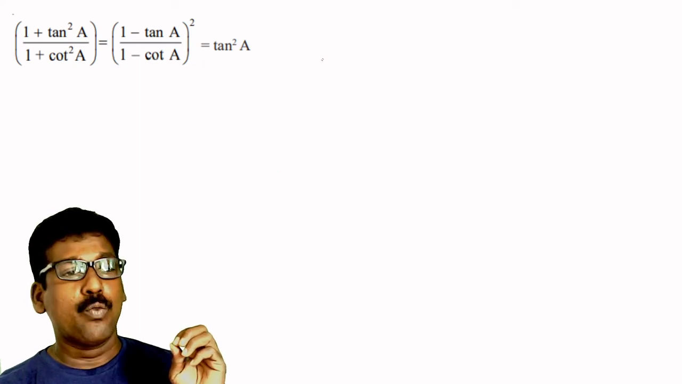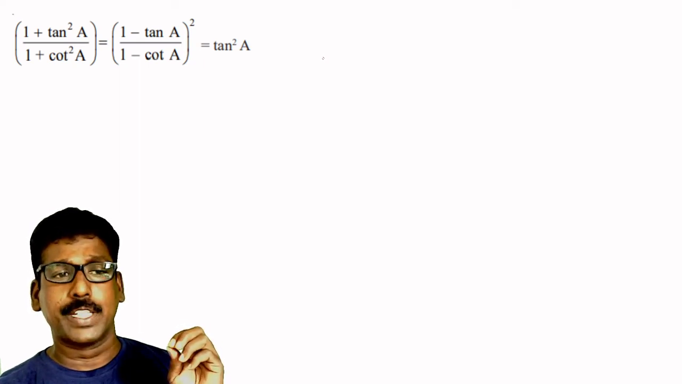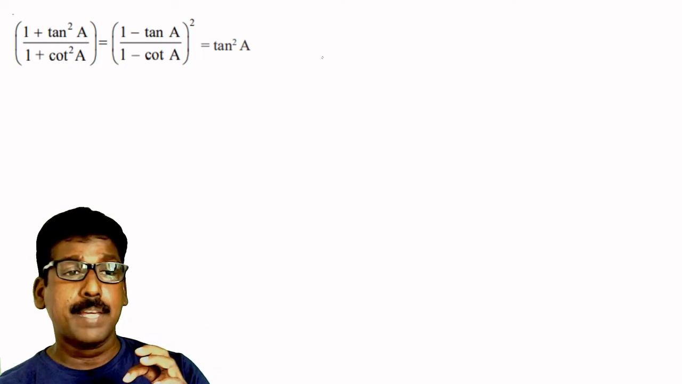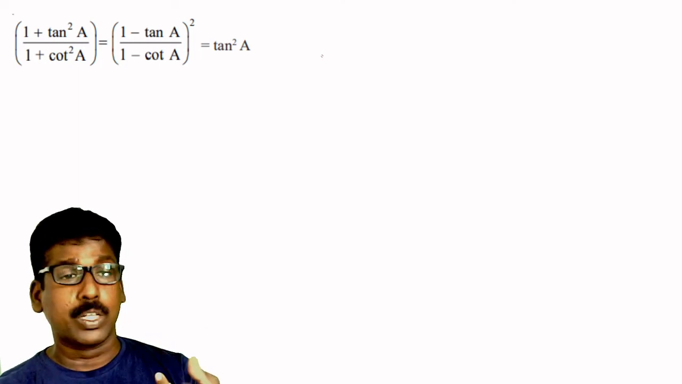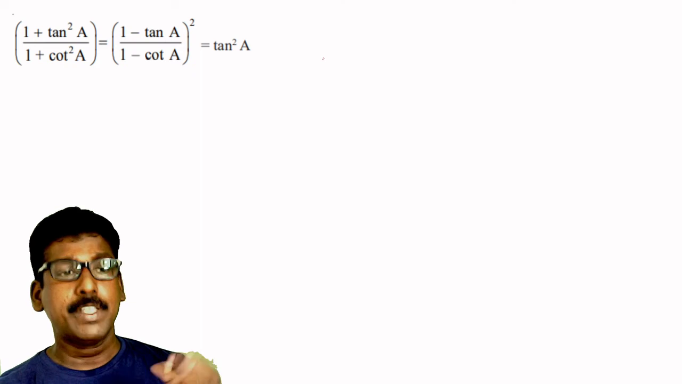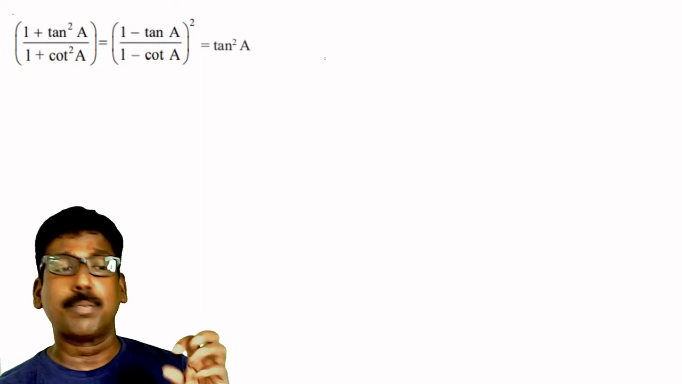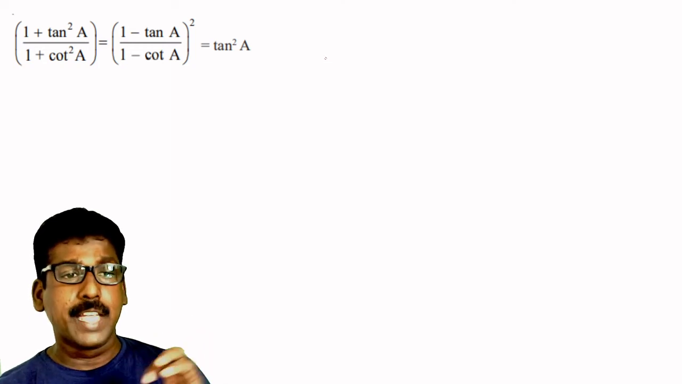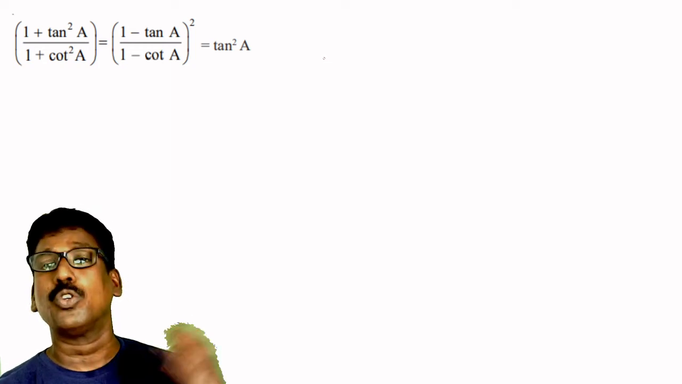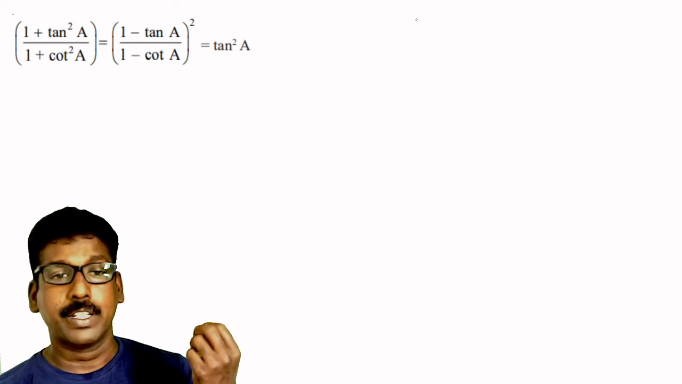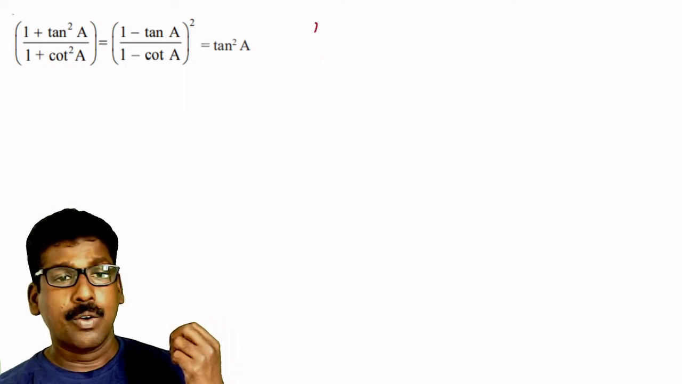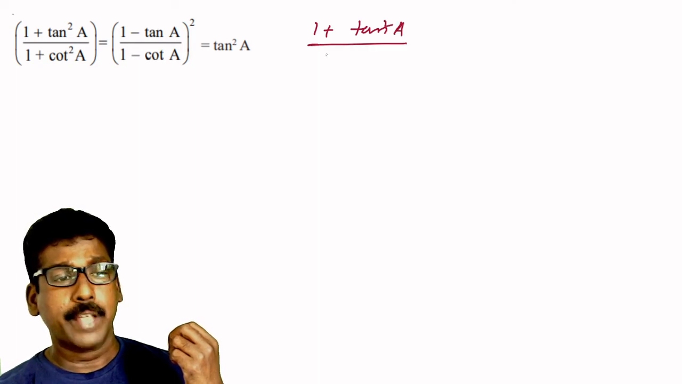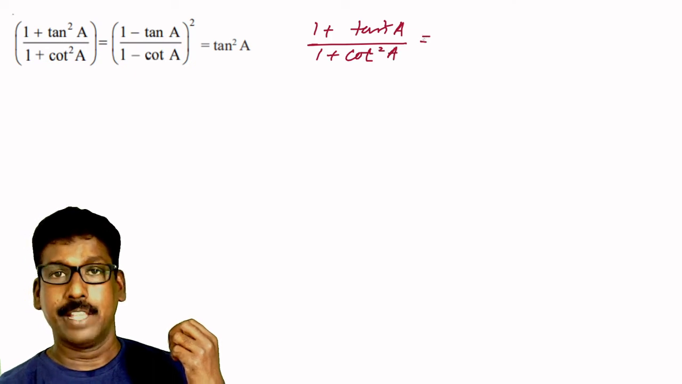Here the question is: 1 plus tan square A by 1 plus cot square A is equal to 1 minus tan A by 1 minus cot A the whole square, is equal to tan square A. That means 1 plus tan square A by 1 plus cot square A you have to prove as tan square A. Similarly, 1 minus tan A by 1 minus cot A the whole square also you have to prove as tan square A.